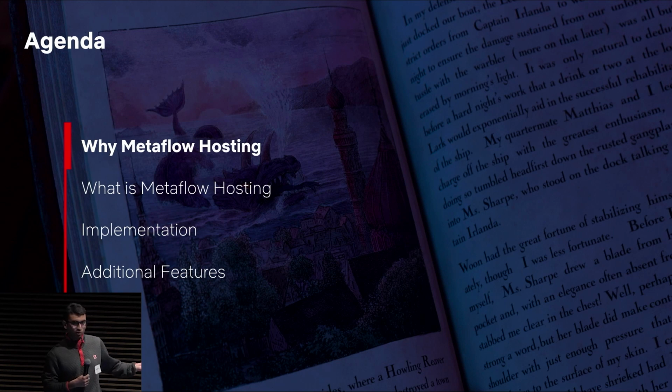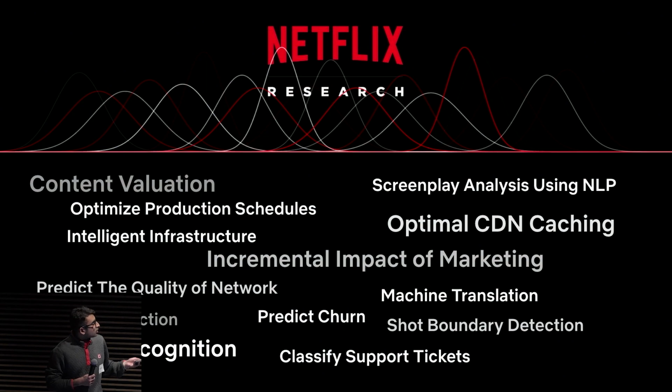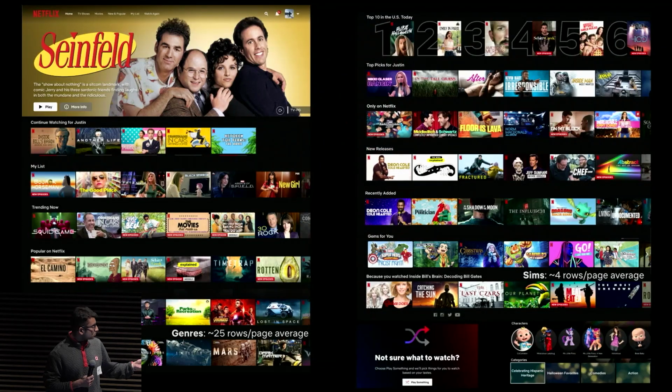So the first question is, why do we need Metaflow hosting? When you think about machine learning at Netflix, the first thought that comes to your mind is recommendations, or finding out which movie a user would want to watch. And there is indeed a lot of research and machine learning being used to do the same, but this lies directly on the consumer side of inference.